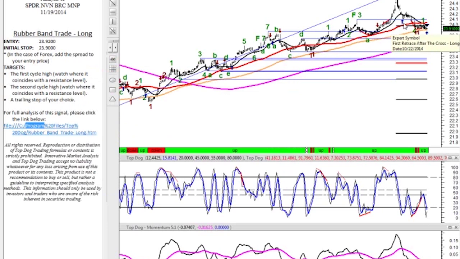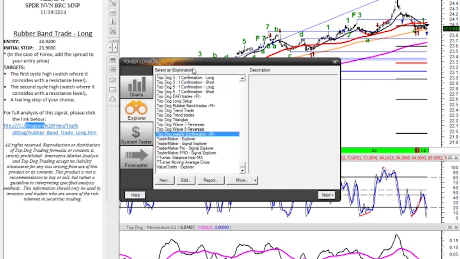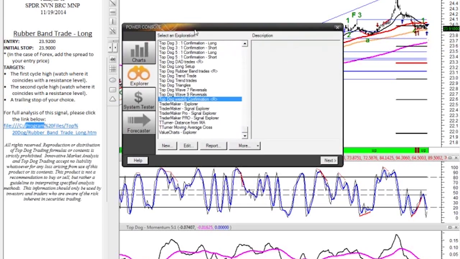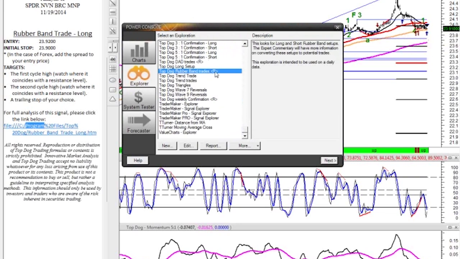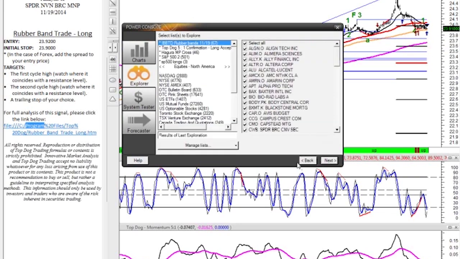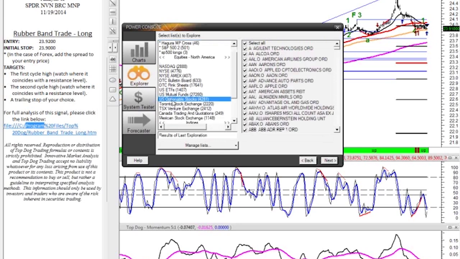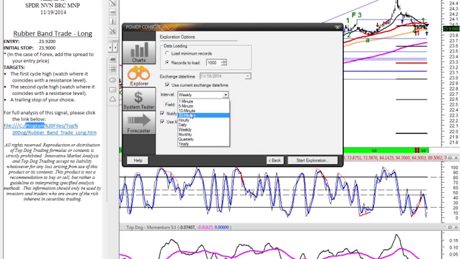Bob says, can I use the scanner for intraday trading? You can. Now, the only thing that you want to be aware of is we can come in here and say, okay, I am looking at the market today, and let's go ahead and look to see if there's any rubber band trades today. I'll go ahead and click on Next right here. And you go to the list that you want to scan against. So I can come to this U.S. optionable stocks. I can click on Next, and then instead of scanning the weekly, I could go down and scan a 5 or a 30-minute or an hourly chart.